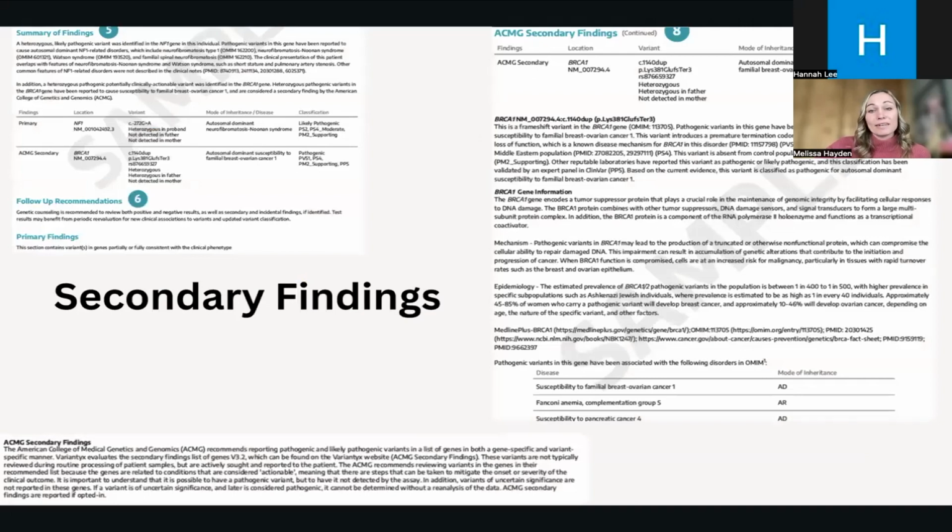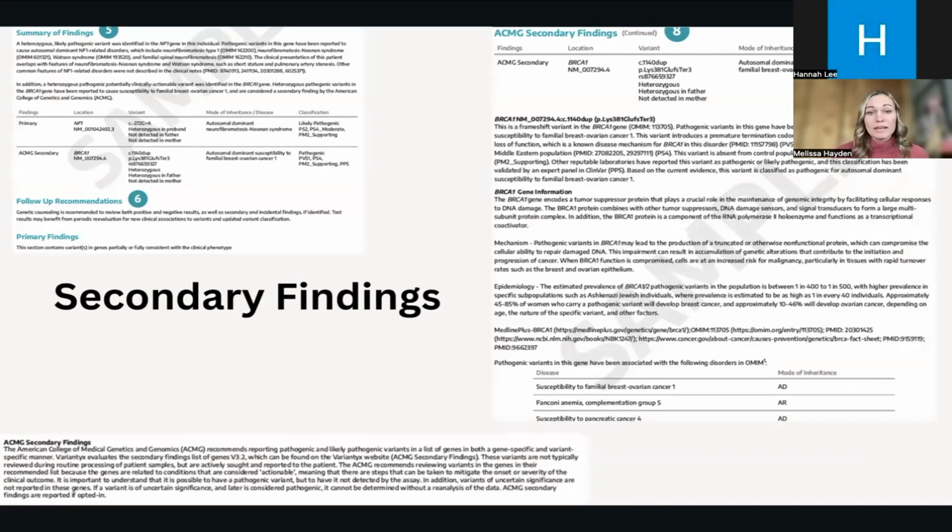To discuss secondary findings further, they are a list of 81 genes set by the American College of Medical Genetics and Genomics, the ACMG, that are actionable and associated with adult onset conditions. For example, the ACMG recommends testing for certain conditions like hereditary cancer syndromes, even when the primary test is focused on another condition. The patient has the opportunity to opt in or opt out of receiving these secondary finding results.